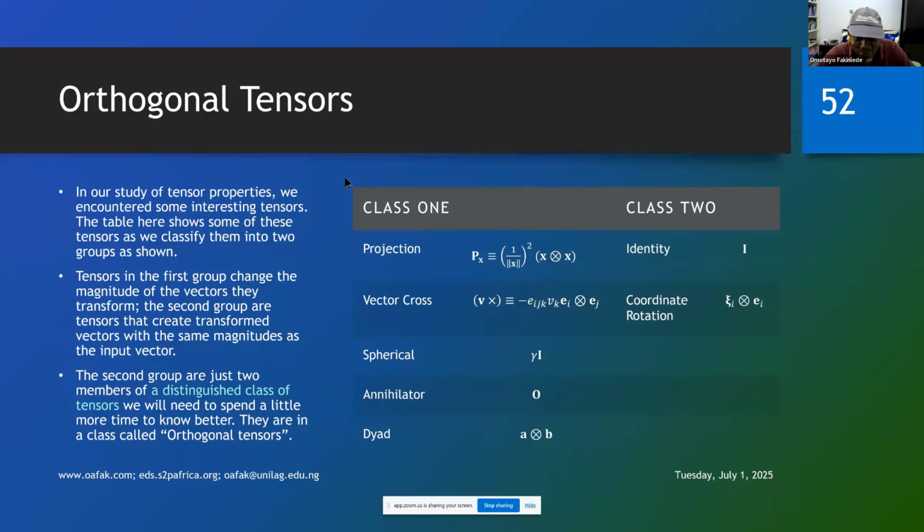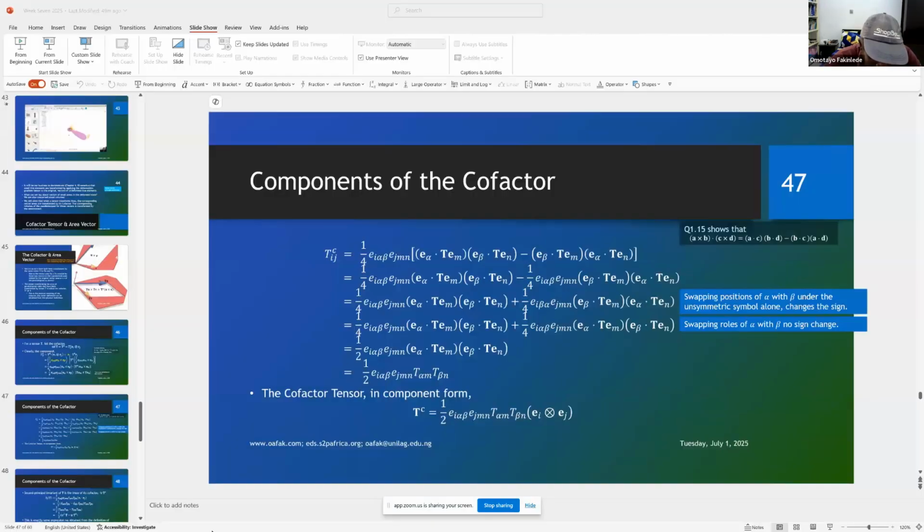I will go to the chat room. There's a particular tensor that you know about, and that tensor does not change magnitude. And you have already experienced that tensor this morning. So let's go to the chat room and you tell me what you think that tensor is.